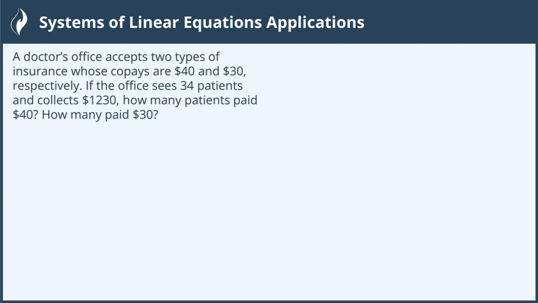I'm going to use X for those patients that pay $40, and Y is going to be those patients who pay $30. Now, it said that the office saw 34 patients. The thing about systems of equations is, if you have two variables, you need two equations, one equation for each variable.